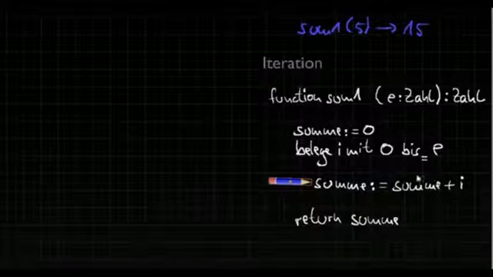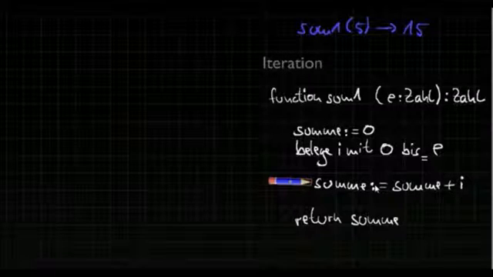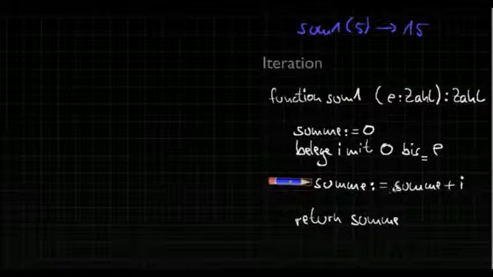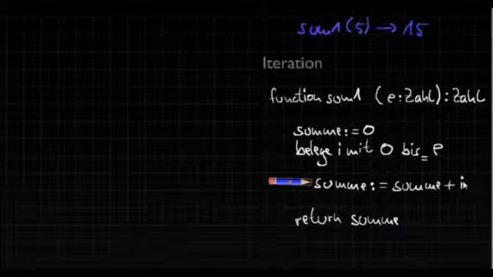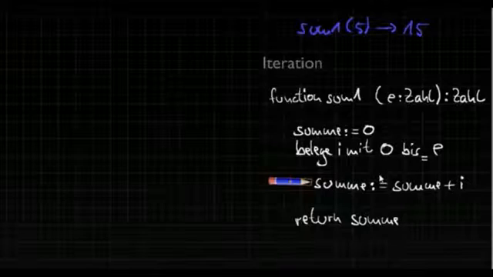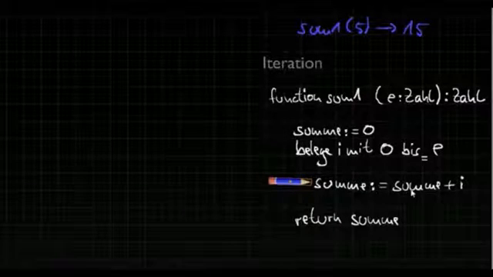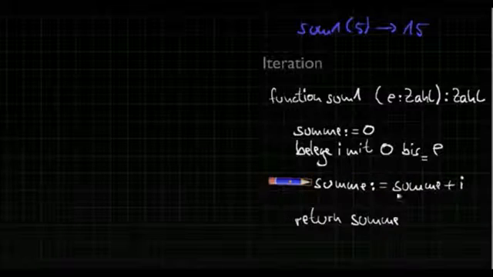And it starts with i is 0. Then it says sum equals 0 plus i, because i is equal to 0, sum stays 0. Then i becomes 1, and then it says sum equals sum plus i, which is now 1. And so on.